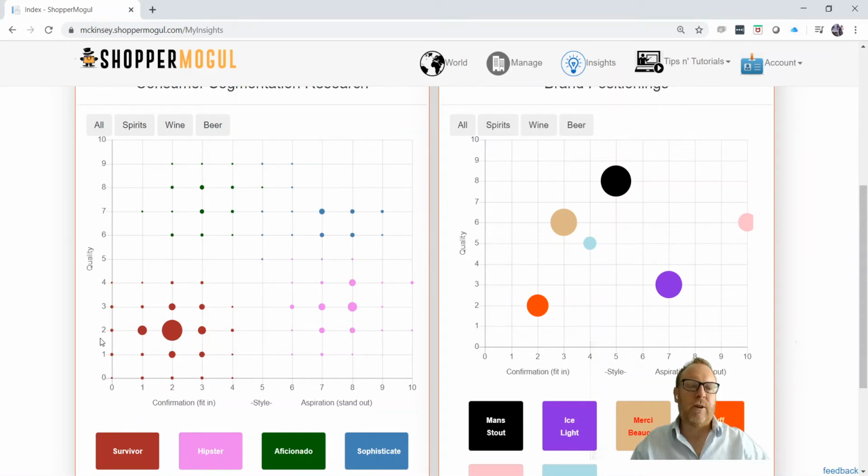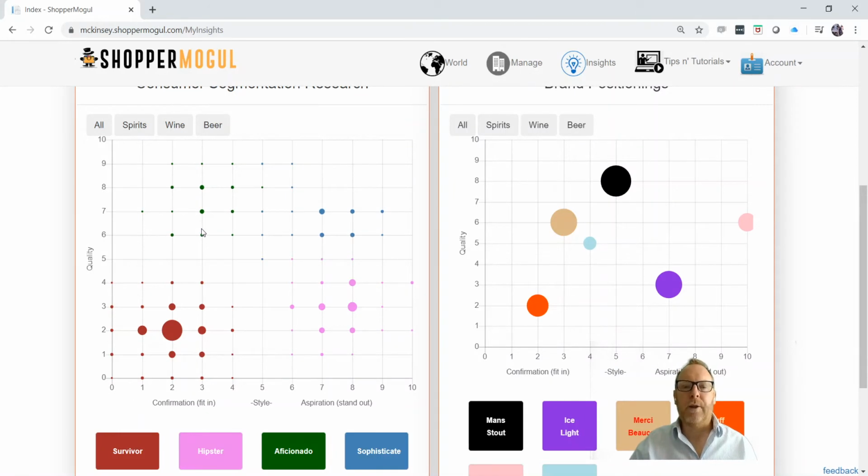Even within survivors, there is a scattering of data within the chart. What this is showing you is really where, at the moment, the majority of the demand in the market is coming from. I'm going to stress that phrase "at the moment" because all of the charts in Shopper Mogul are only reflecting the purchase decisions that are currently being made.